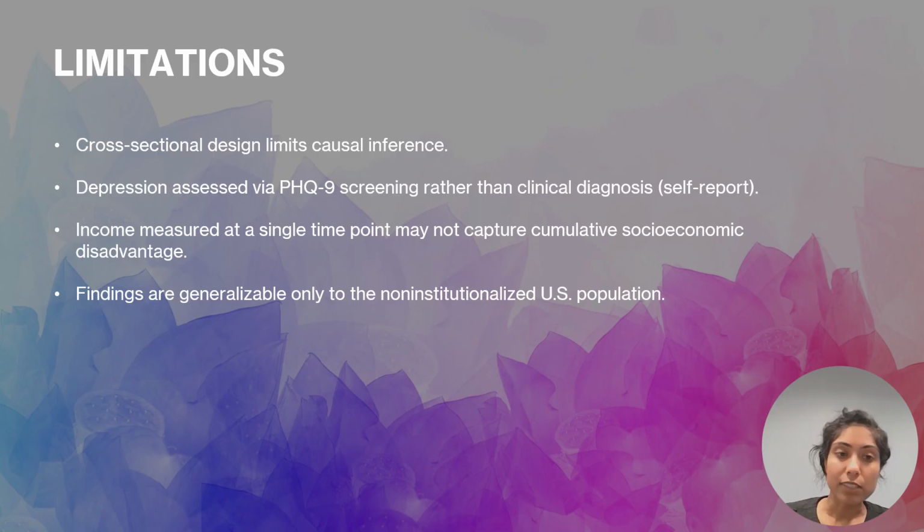Some of the limitations of the study include that it was a cross-sectional design, which limits the ability to draw causal inference. Depression was assessed via the self-reported PHQ-9 screening rather than a clinical diagnosis. Income was measured at a single point in time, which may not capture the full picture of socioeconomic disadvantage, and findings are generalizable to only the non-institutionalized U.S. population.